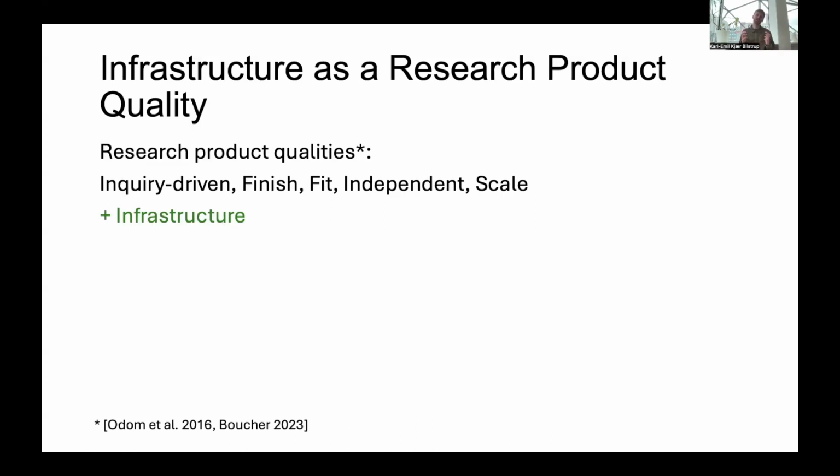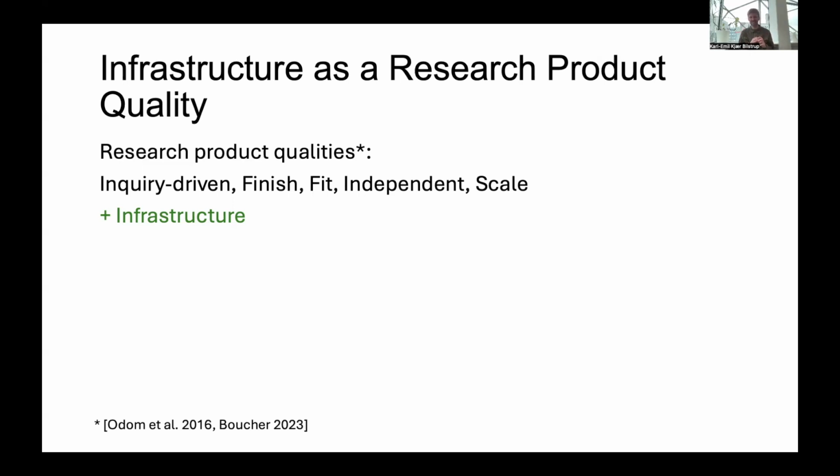Looking beyond the educational context, we argue that infrastructure should be regarded as a novel quality of a research product. With this study, we demonstrate how a research product can be designed into existing technological and organizational infrastructures to study how it is adopted into existing practices in these infrastructures.